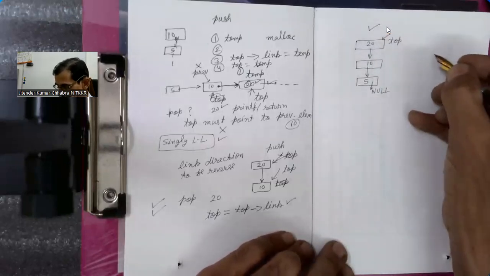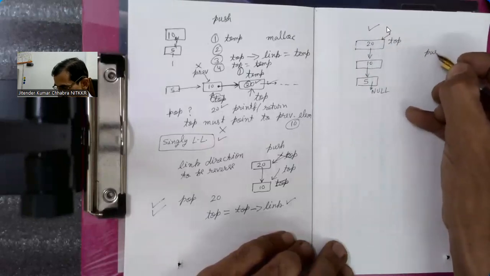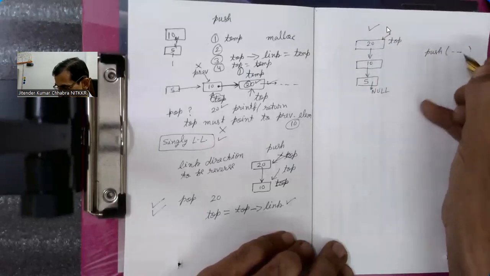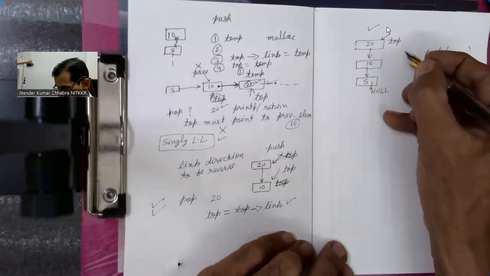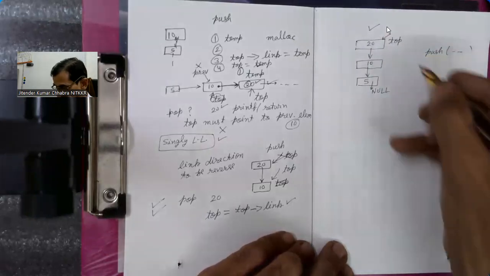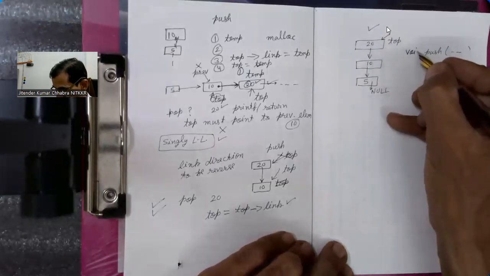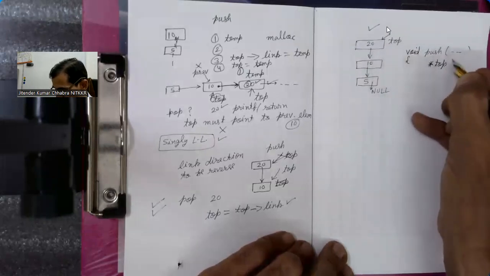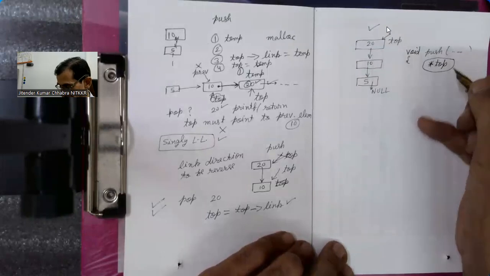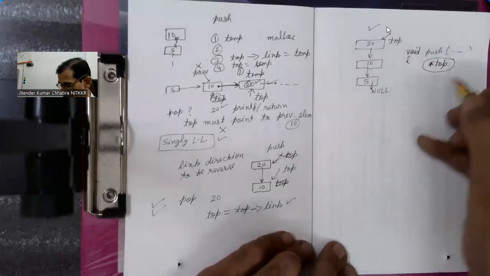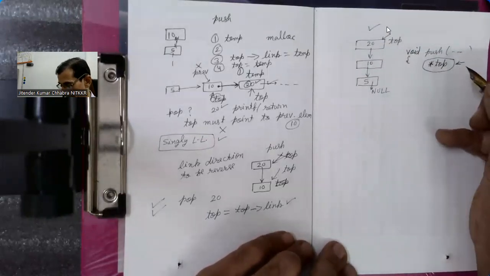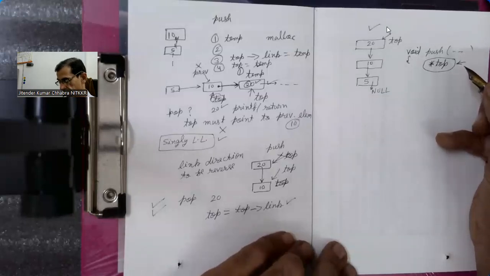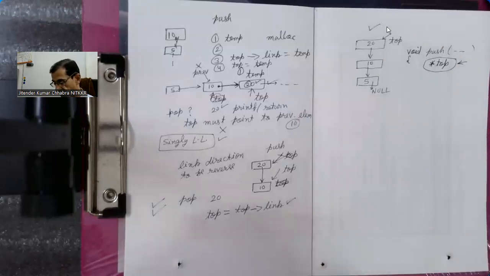But remember, in case of a push function or pop function, at the time of writing your function, you have to make sure that you use a star top because you have a call by reference to be passed. Similarly, for the pop also, use a star top, not simply only top. Having said that, you should be able to implement this without difficulty at all.